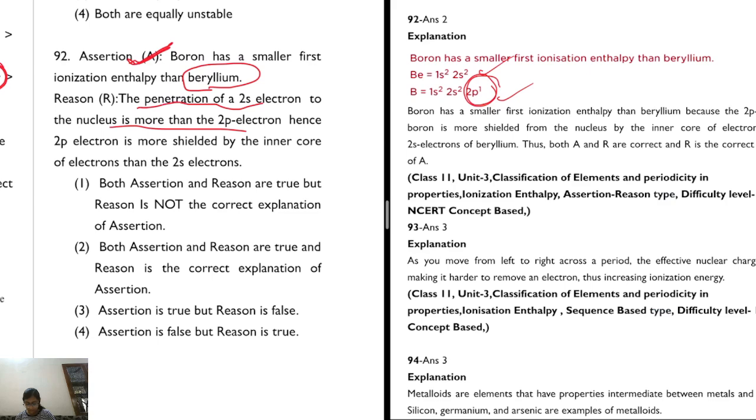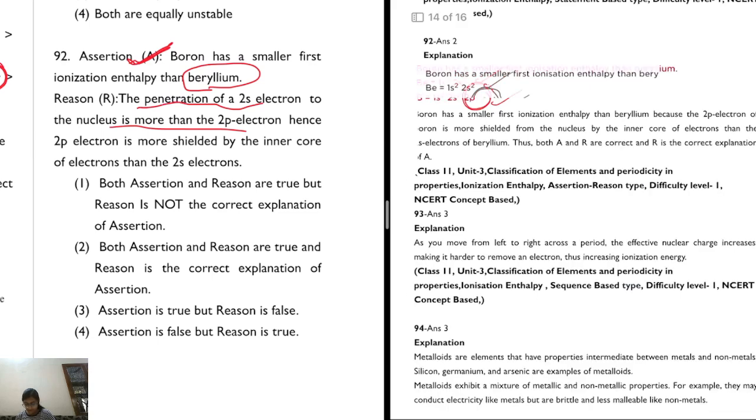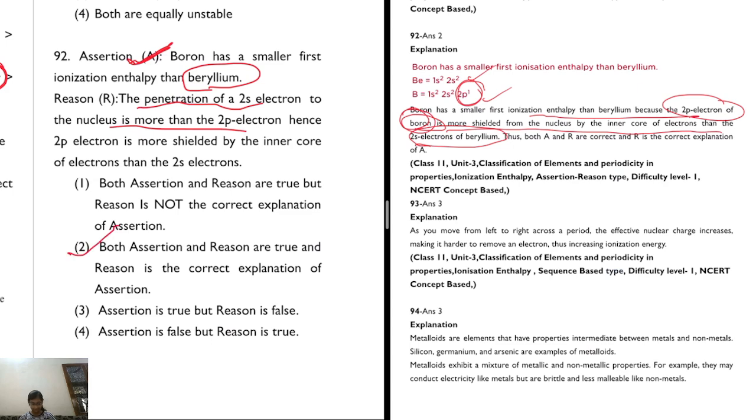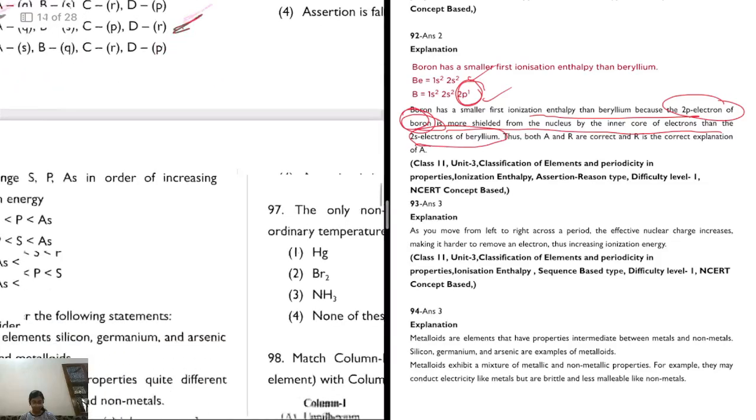ionization enthalpy. Now, boron has a smaller first ionization enthalpy than beryllium because the 2p electron of boron is more shielded from the nucleus by inner core electrons than the 2s electrons of beryllium. Okay, so that is why both the assertion and reason are correct, and the reason also explains the assertion. Now let's see the next question.